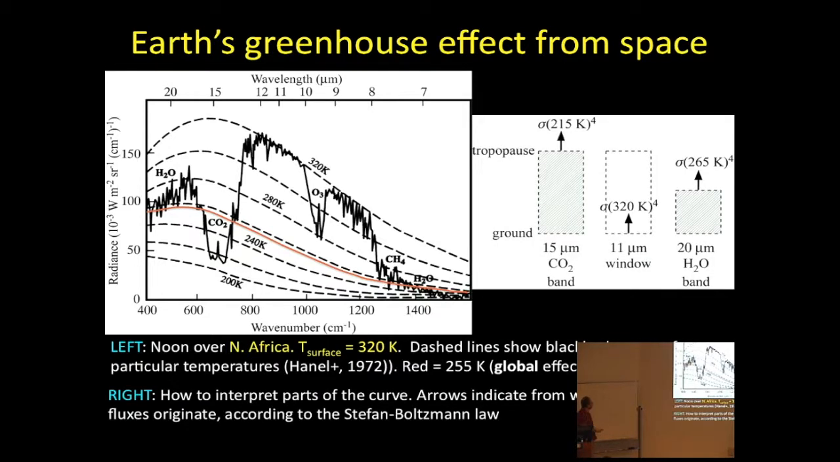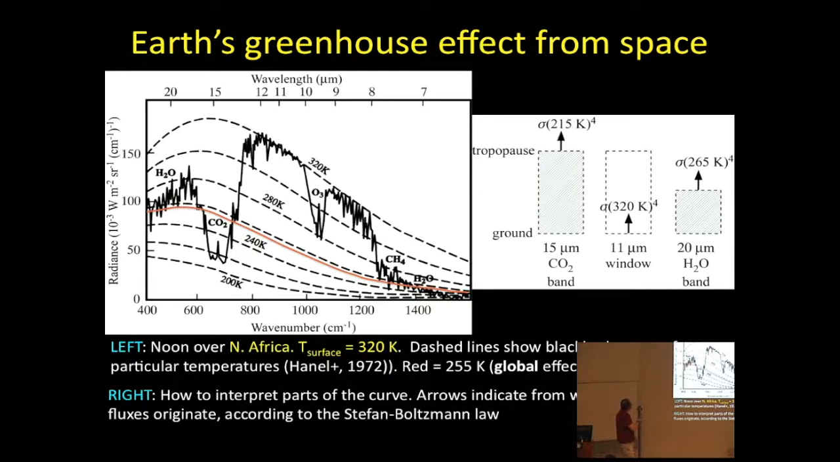So the way to interpret this is with this little interpretive diagram. So you can think of the 215 emission, sigma T to the 4, happening at the tropopause at 15 microns, or at least here, not in the middle, which is somewhat higher. You can think of the 11 micron here doing a sigma T to the 4 at the surface temperature. This is in Africa, where it's hot.